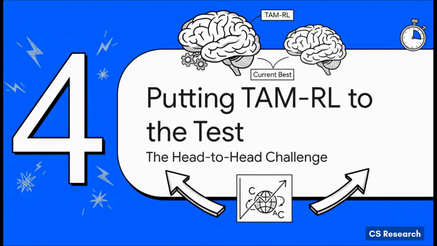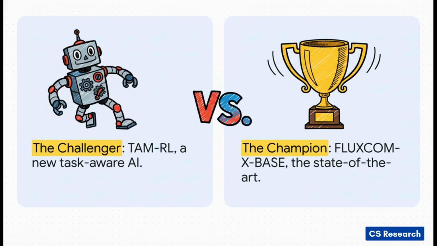The theory sounds incredible, right? But talk is cheap. How does this new AI actually perform when you put it in the ring against the current best model out there? Let's get to the head-to-head challenge. In this corner, we have the challenger, our new AI detective, TAMRL. And in the other corner, the reigning champion and the current state-of-the-art model, a system called FluxCom X-Space.